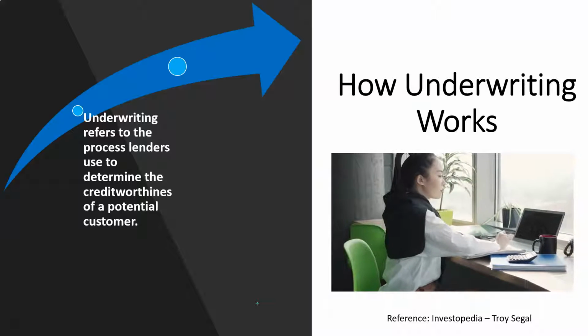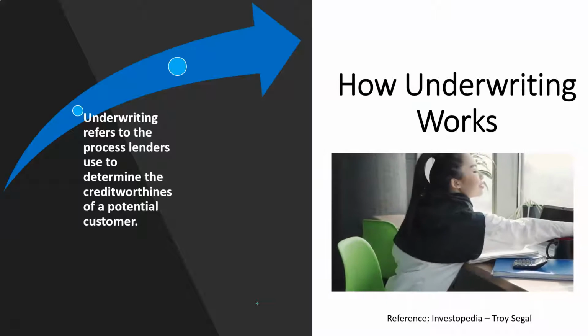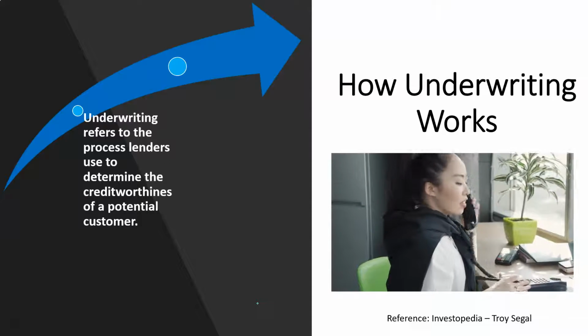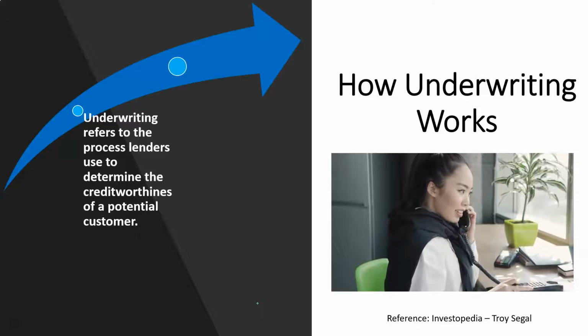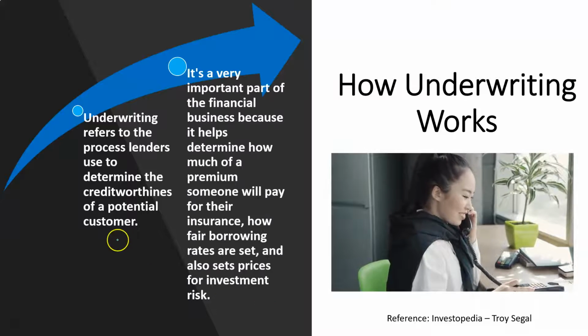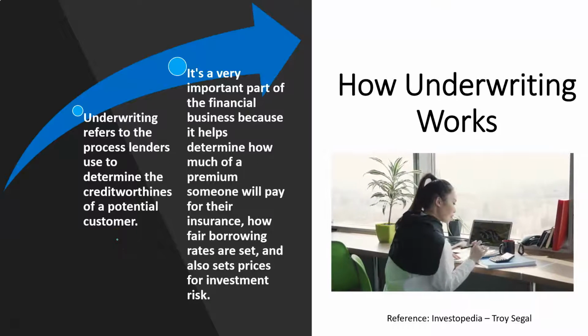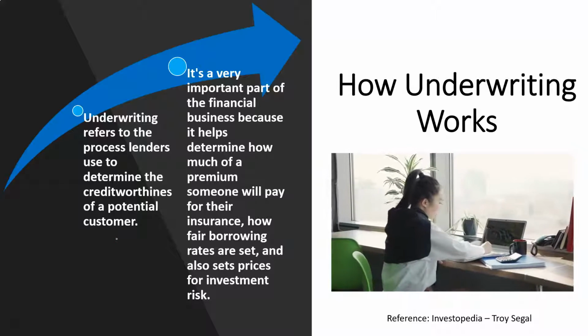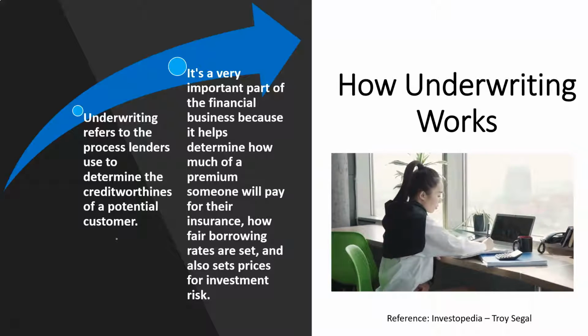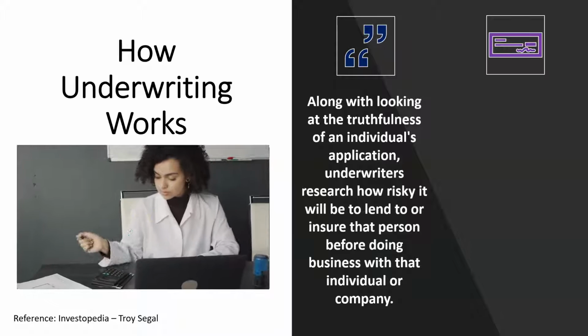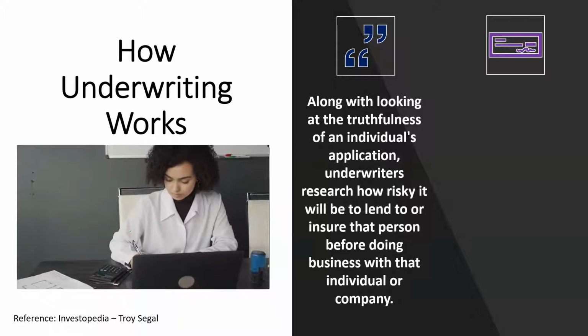Investopedia, a place you can go to look up investment-related terminology, continuing your research from there. Underwriting refers to the process lenders use to determine the creditworthiness of a potential customer. It's a very important part of the financial business because it helps determine how much of a premium someone will pay for their insurance, how fair borrowing rates are set, and also sets prices for investment risk. So how is the underwriting process going to work?